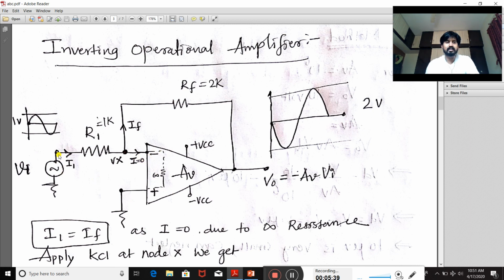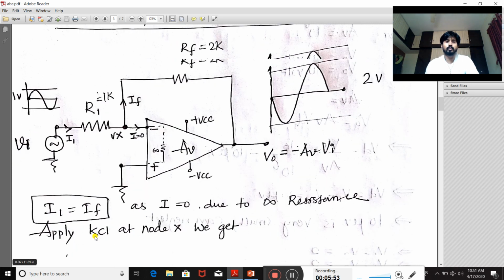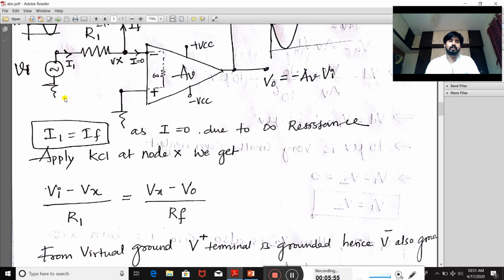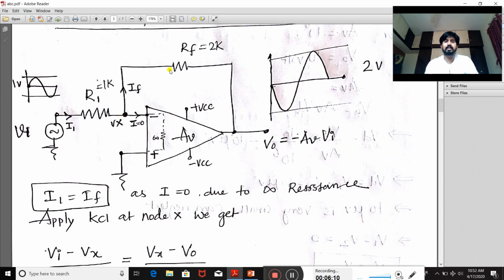Hence only one current is flowing through this, I1, and the same current is flowing through this circuit also, IF. So what you can say is, I1 is equal to IF. If you determine the I1 and IF values, then you can write the equation for I1 as Vi minus Vx divided by R1. Simple Ohm's law we have used here. Then similarly for IF, Vx minus V0 divided by Rf.